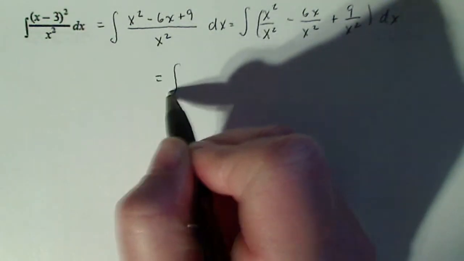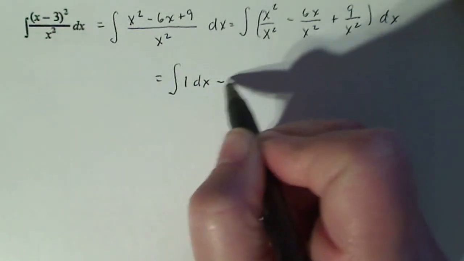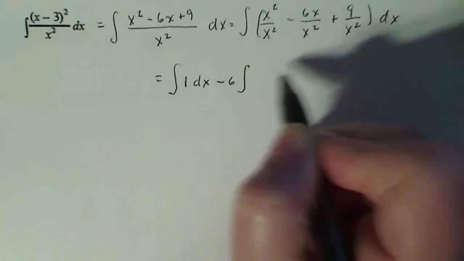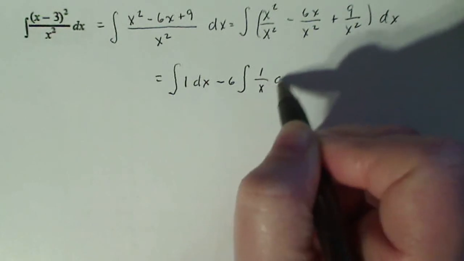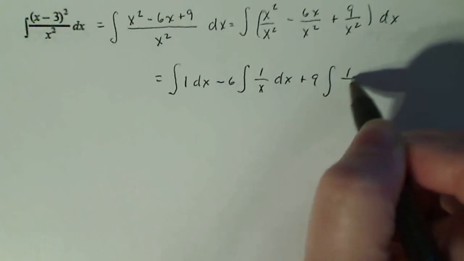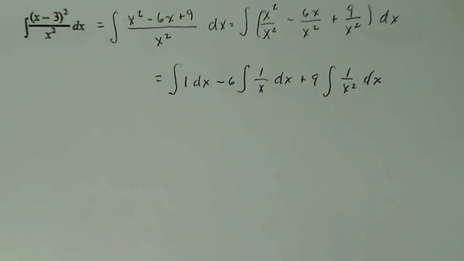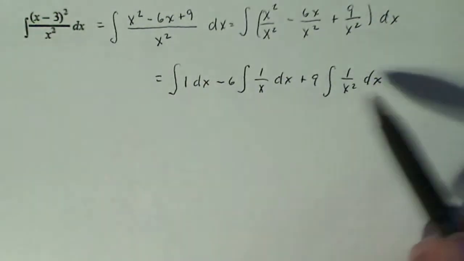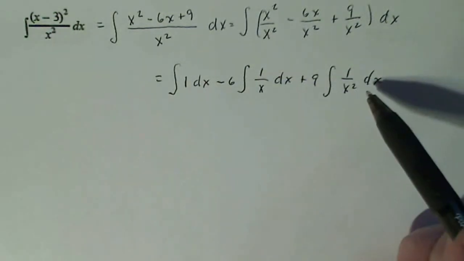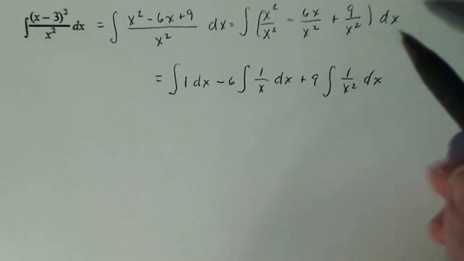Continuing to simplify, that simplifies to the integral of 1 dx minus 6 times the integral of 1 over x dx plus 9 times the integral of 1 over x squared dx. Using the sum and difference rule, taking out the constant multipliers. Now, the only one that I can't take the derivative or integral of right away is this one.